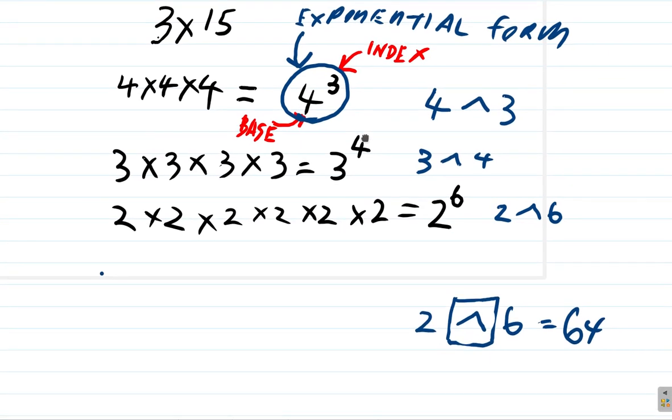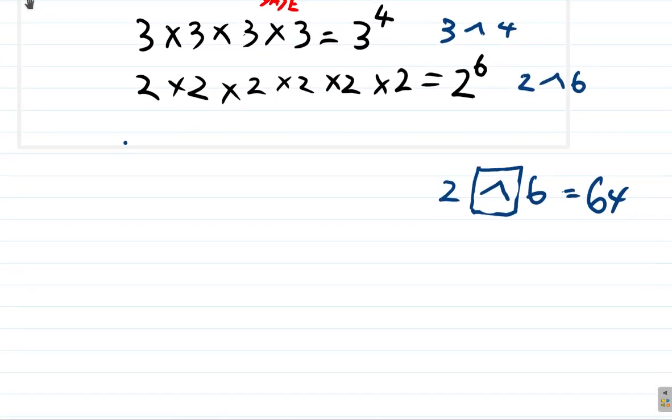Alright? Now, if we have repeated multiplication, what we have is the number that repeats itself, and that would be considered the base, and the number of times that number is there. So we have a superscript, and that number of times, that's the index. So we say the base to the power of the index, 4 to the power of 3. And so on and so forth.